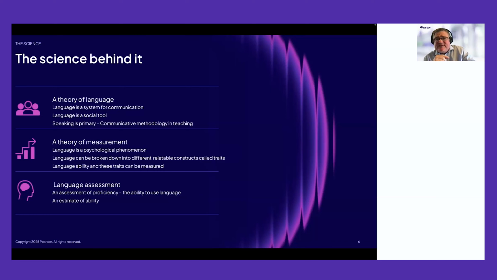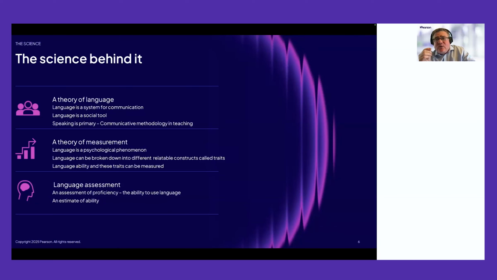But language assessment is also about measurement, and this is quite critical. So whilst it's important to have your theory of language and understand what you're measuring, you have to also have a theory of measurement. So we have to have a way of thinking, well, language is a psychological phenomena.